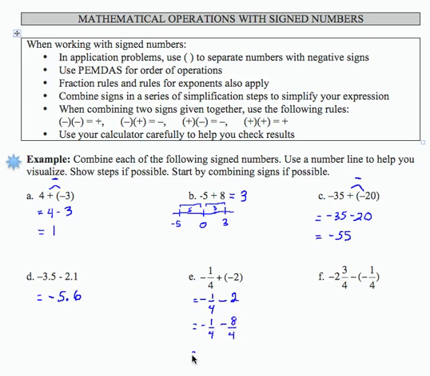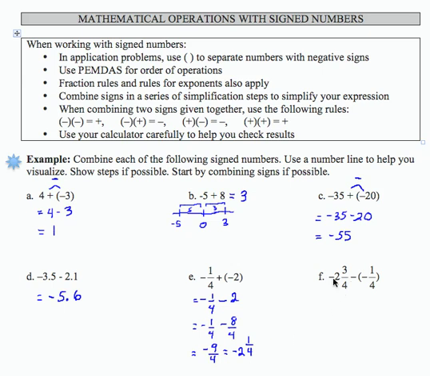And if I subtract, I'm at negative 1/4. I subtract 8/4, so I continue to move to the left. That's going to give me negative 9/4. So if I rewrite that as a mixed number, 4 goes into negative 9, negative 2 times, and a remainder of 1/4.